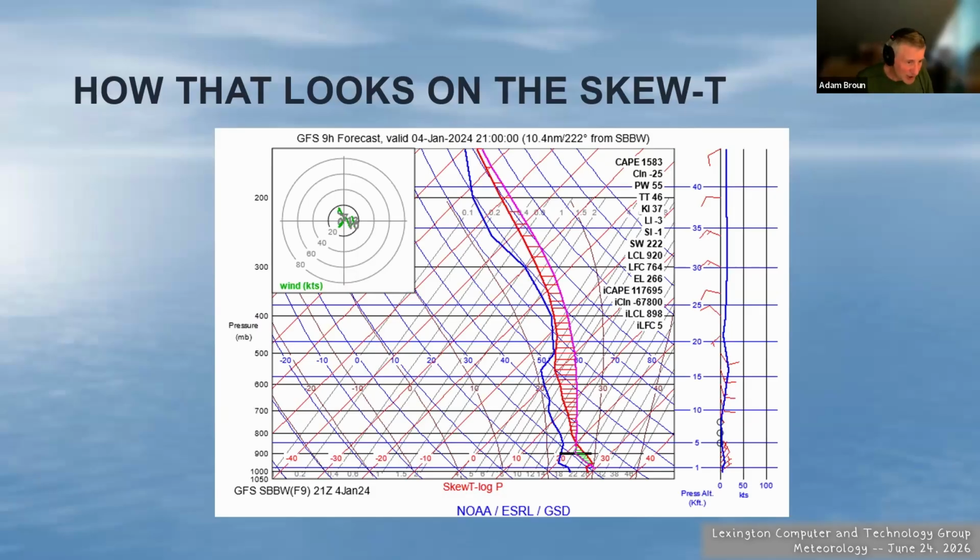We can actually measure this area into something called the CAPE. The CAPE, which is this number that you can see top right, is calculated by the computer. CAPE stands for convective available potential energy. It's how much energy is loaded into the atmosphere. And anytime you see a CAPE above about 1,000, we're looking at thunderstorms.